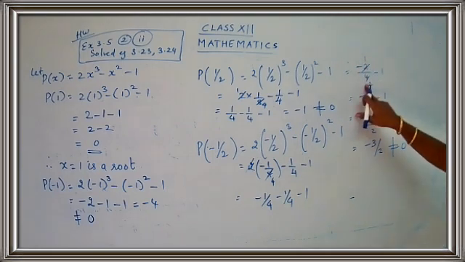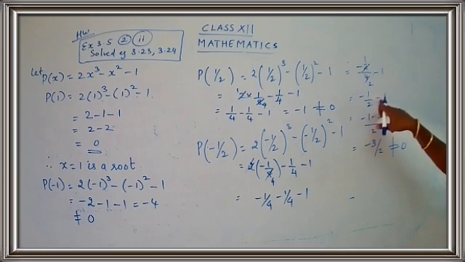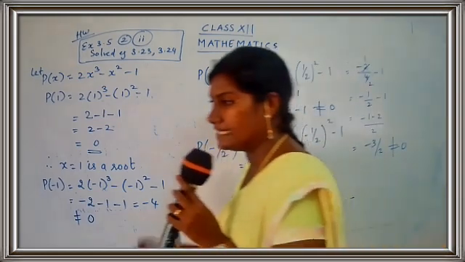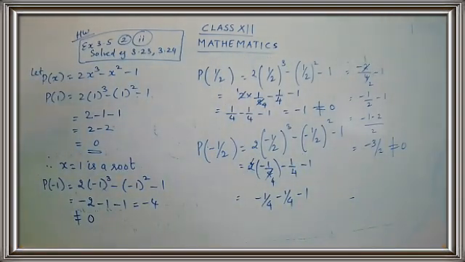2 1s are 2, 2 2s are 4. So you get minus 1 by 2 minus 1. Cross multiply. Minus 1 minus 2 upon 2. So minus 1 minus 2, minus 3 upon 2. So what is the answer you get there? You get the answer as minus 3 upon 2. Are you clear, children? Just write down the values.